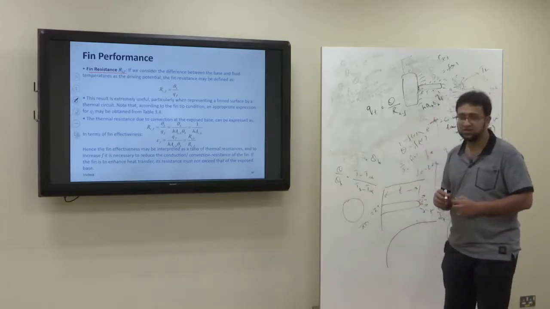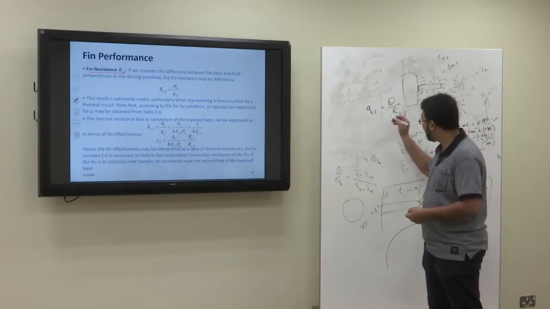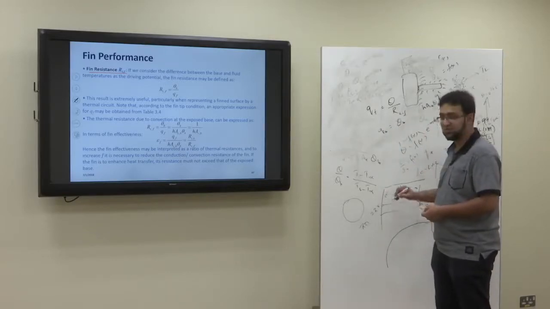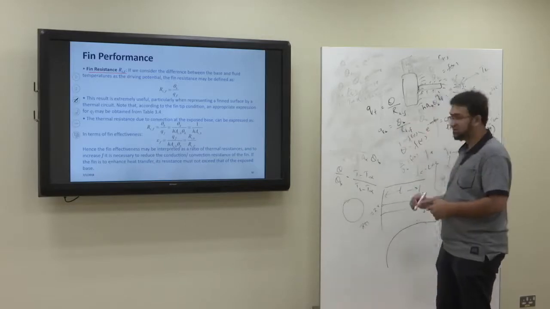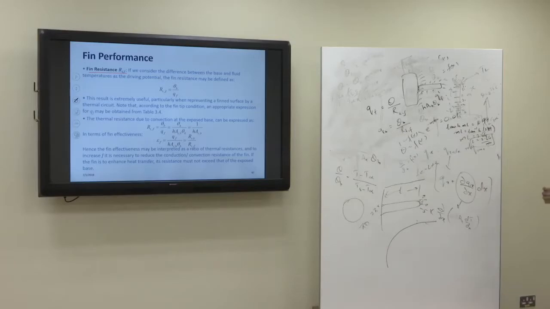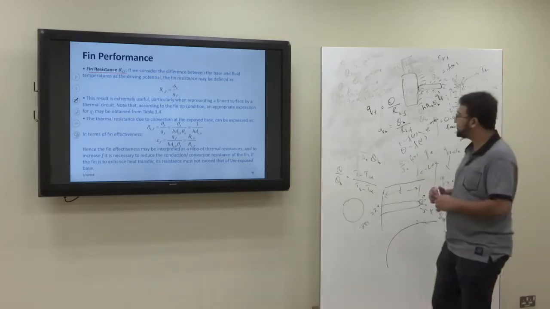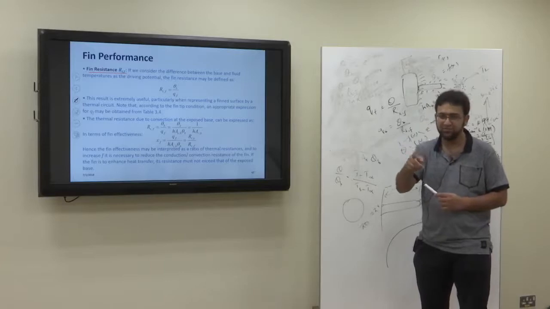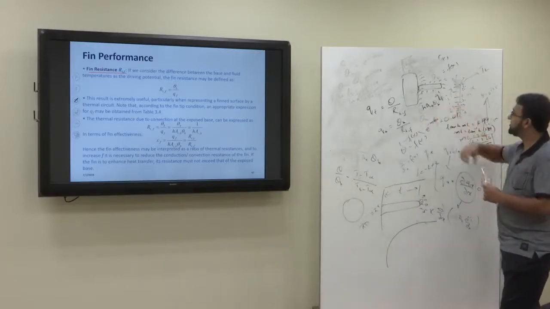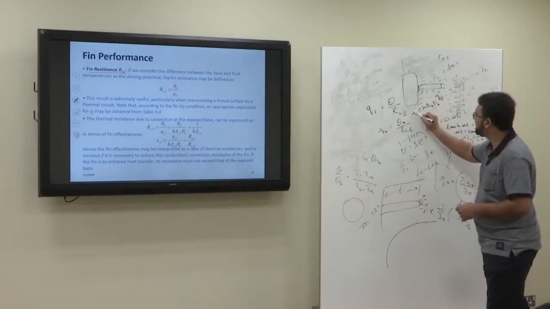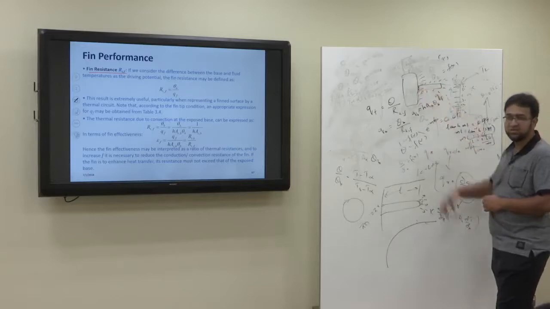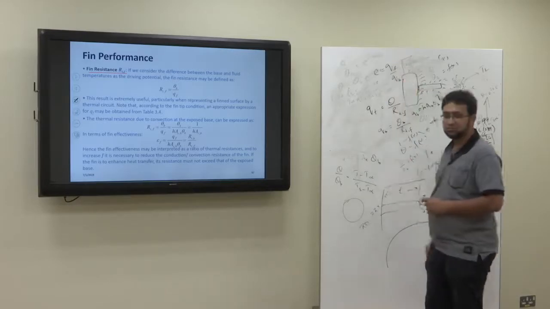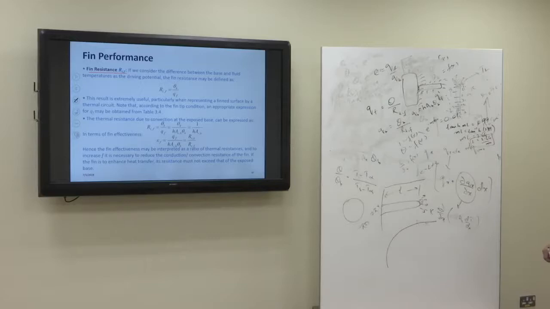If it was a base, then what would the resistance of the base be? Q from the base is equal to theta of the base divided by the resistance of the base. We discussed fin effectiveness, right? Fin effectiveness was QF upon hA_c theta_b. You can consider this hA_c theta_b as QB, the heat transfer from the base. So fin effectiveness was Q fin upon Q base.